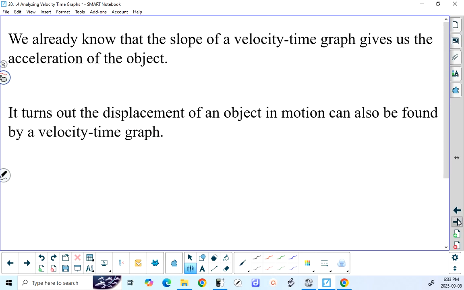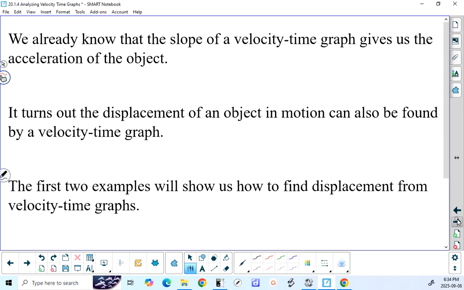It turns out that there's a feature of velocity time graphs that can also be used not to find the acceleration, but to find the displacement. So we're going to take a look at a couple of examples, and from those two examples we're going to come up with, I don't really want to call it a shortcut, but a rule that takes a lot of the thinking out of what's happening here.